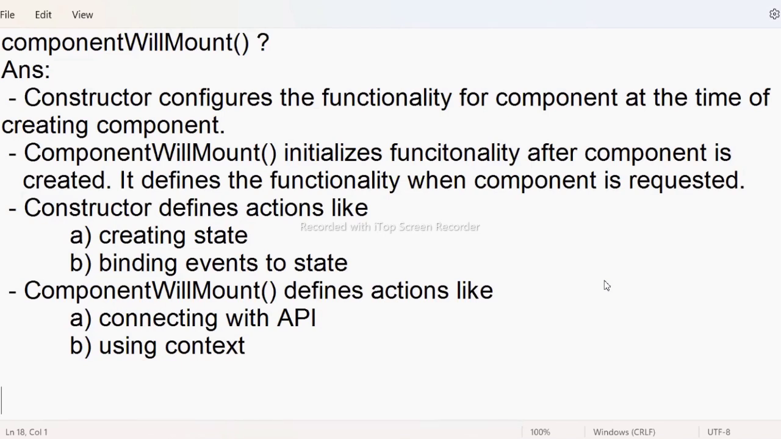In many interviews at experienced level, this question is very common, because a class component has componentWillMount. If you ask what is the purpose of will mount, as per the last session discussion, componentWillMount defines actions to perform, which means it initializes memory. The constructor also initializes memory. Then what is the difference? The constructor initializes memory at the time of creating the component, and will mount is at the time of requesting the component. That is the basic difference. Okay.